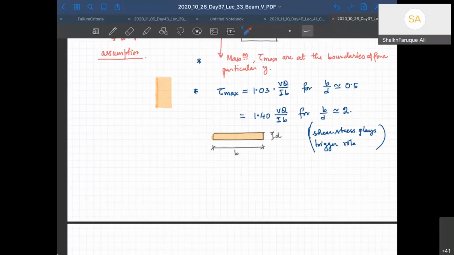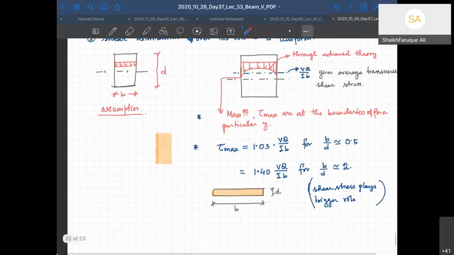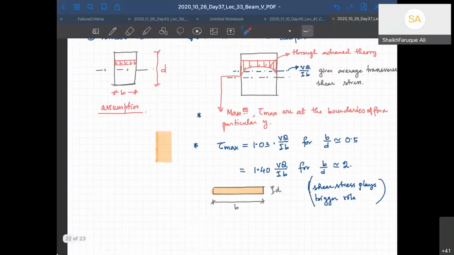Have you seen this before? Yes, we have seen this. We'll come to that, where we have seen this. And before that, do I have anything else to discuss about the assumptions?